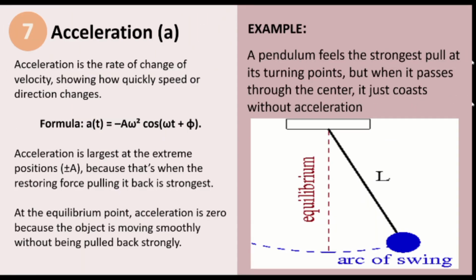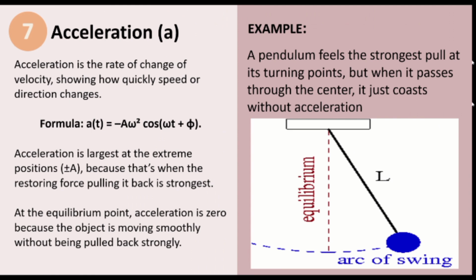Now, let's talk about acceleration. Acceleration is the rate of change of velocity, showing how quickly speed or direction changes. The formula is a of t equals negative amplitude times angular frequency squared times the cosine of omega t plus phi.